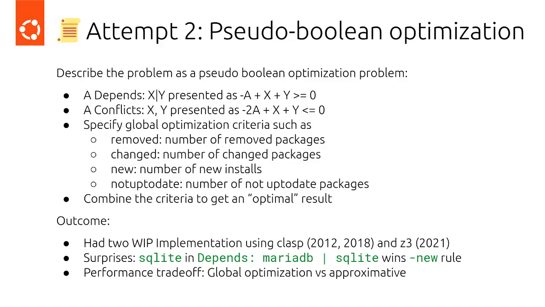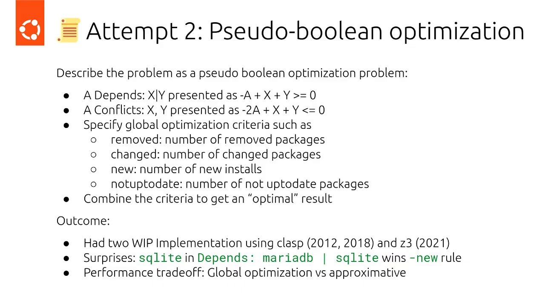But essentially, then you specify global optimization criteria, such as the number of removed packages, the number of changed packages, the number of packages that will be newly installed, or the number of packages that are not up to date. Then you can lexicographically combine those, or use another way to combine them, to get the optimization function that you want to minimize or maximize.